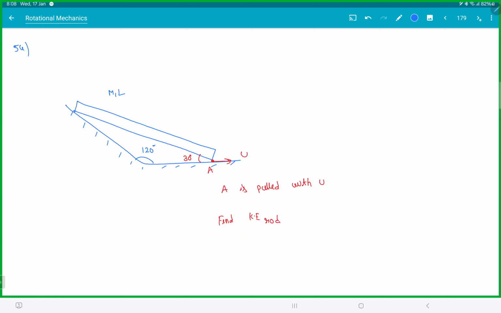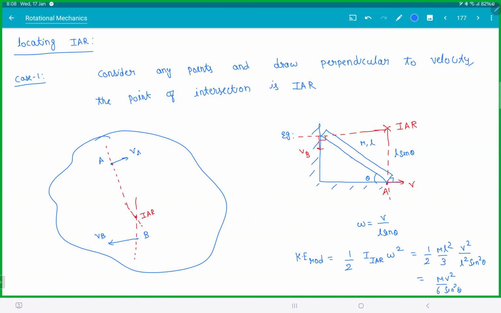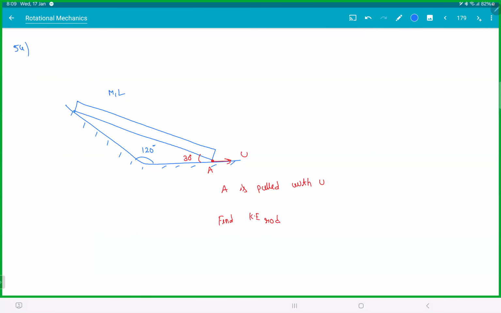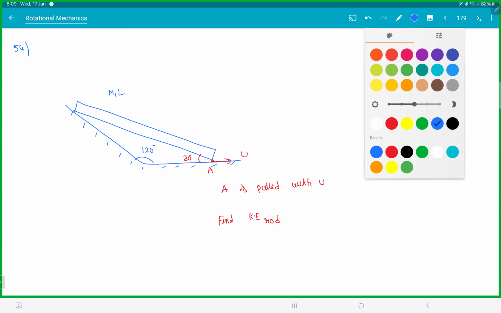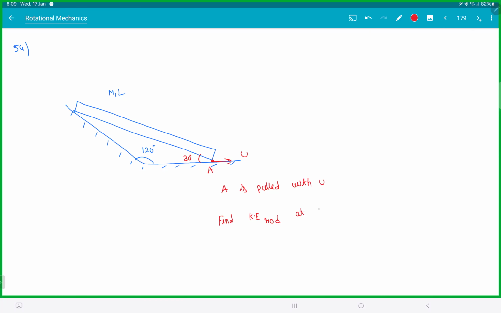And why do we calculate the moment of inertia? So what is the formula for kinetic energy? Half moment of inertia about IR omega square. You're saying rotation about this point, so half I hinge omega square, right? So we have to find the moment of inertia about the hinge. That's why. I hope everyone got this. Try this. It's a good one. You get a pretty interesting answer. Find the kinetic energy of the rod at this instant. It keeps changing, but at this instant.